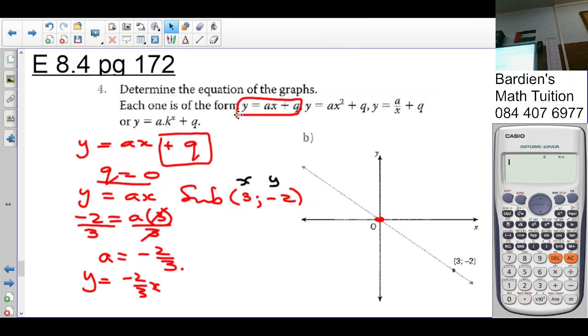So where did you go wrong here? Y is equal to x squared plus q. But what type of formula is that for? Which graph is that? A parabola. It's a quadratic function. Okay?